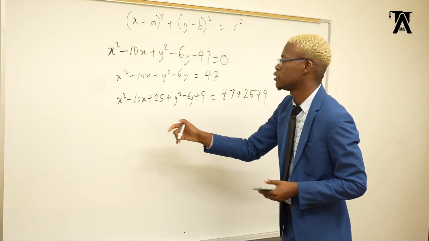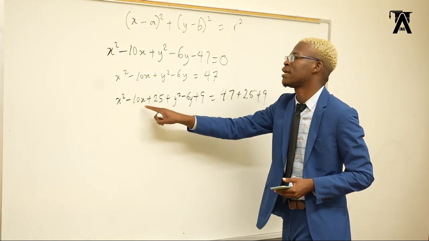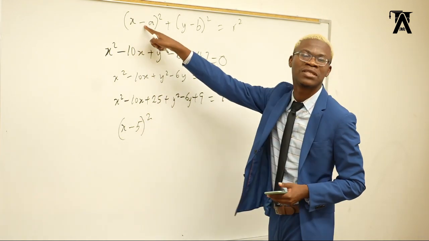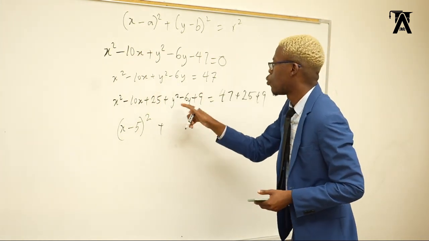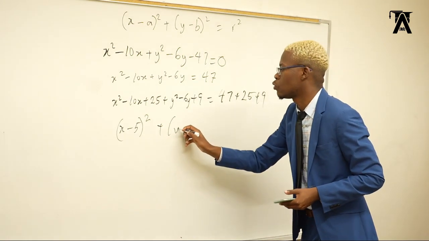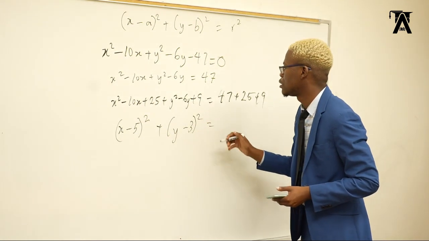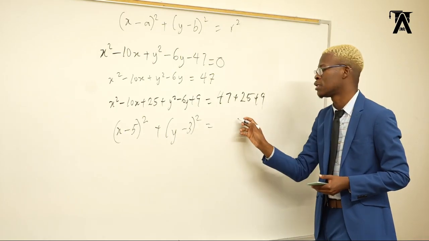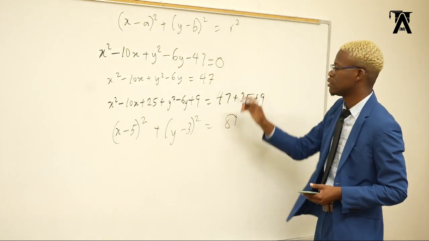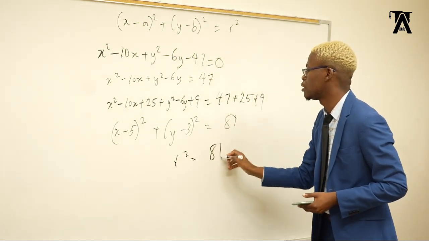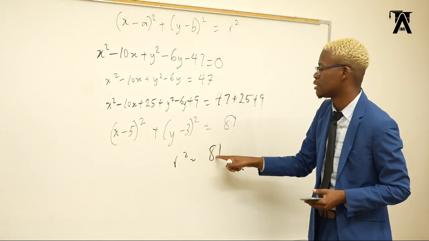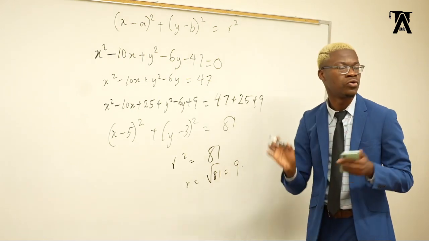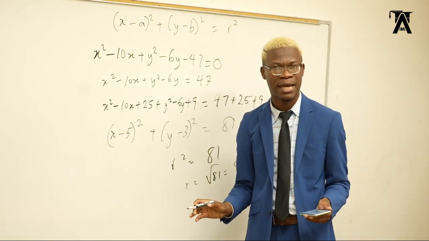Now, the next thing you know is x squared minus 10x plus 25 is actually x minus 5 squared. See, it looks like this. Then y squared minus 6y plus 9 is actually y minus 3 squared, which equals 47 plus 25 plus 9, which is 81. So it means that r squared, if you compare it with the top equation, is 81, and r is the square root of 81, which is 9. So the radius of the circle is 9.